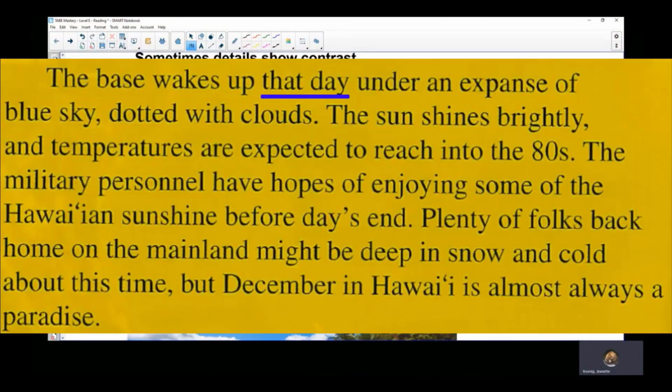The base wakes up that day under an expanse of blue sky dotted with clouds. The sun shines brightly and temperatures are expected to reach into the 80s. The military personnel have hopes of enjoying some of the Hawaiian sunshine before day's end. Plenty of folks back home on the mainland might be deep in snow and cold about this time, but December in Hawaii is almost always a paradise.